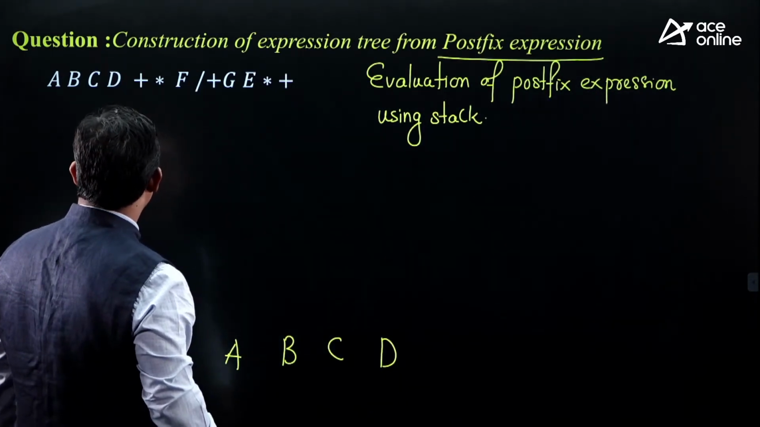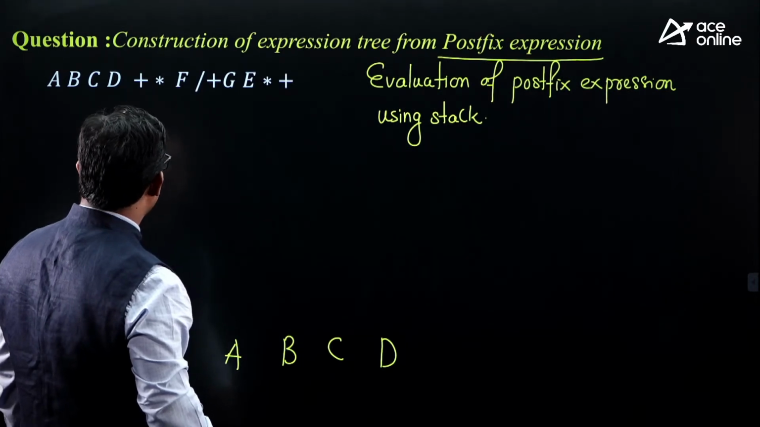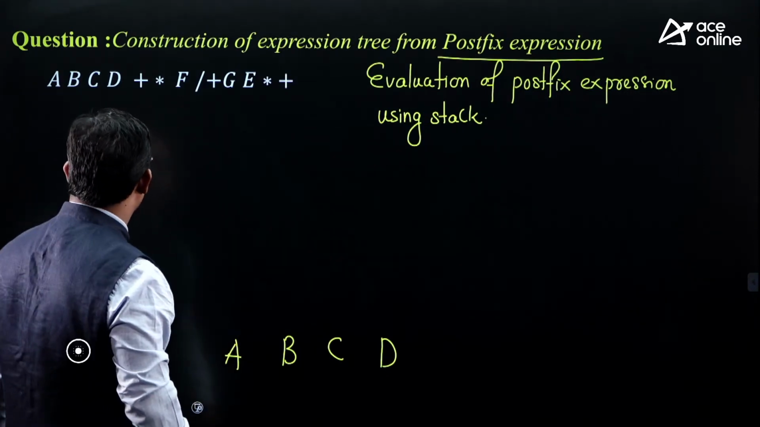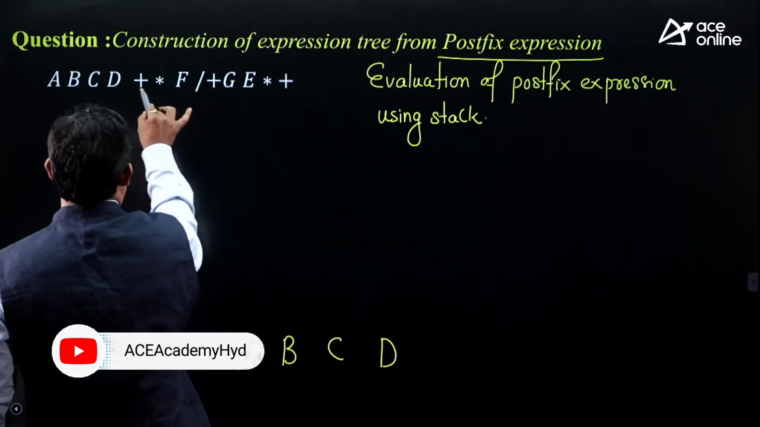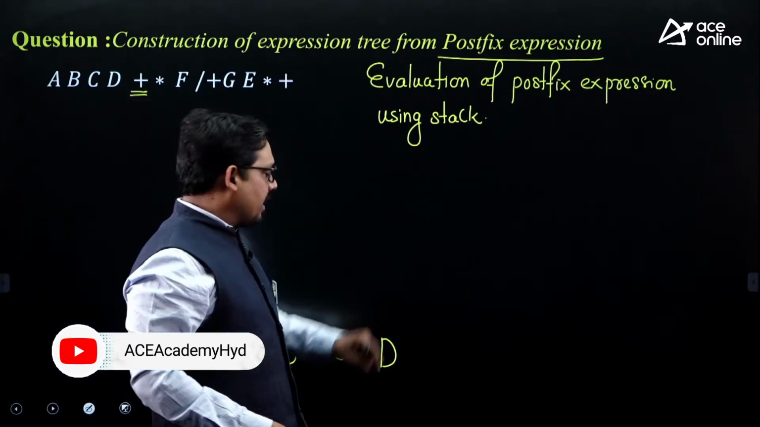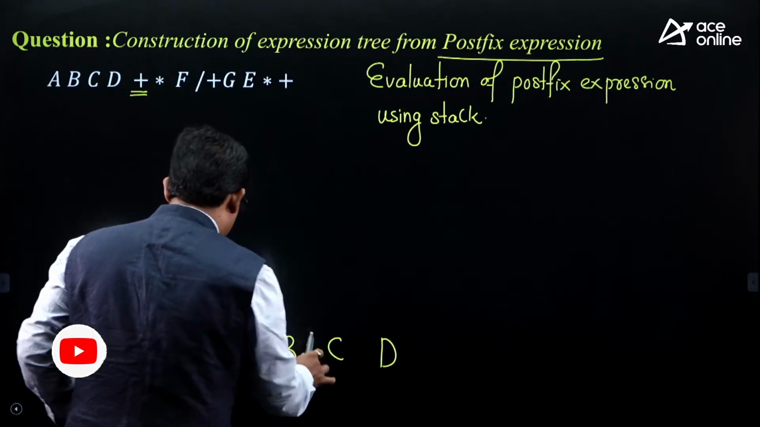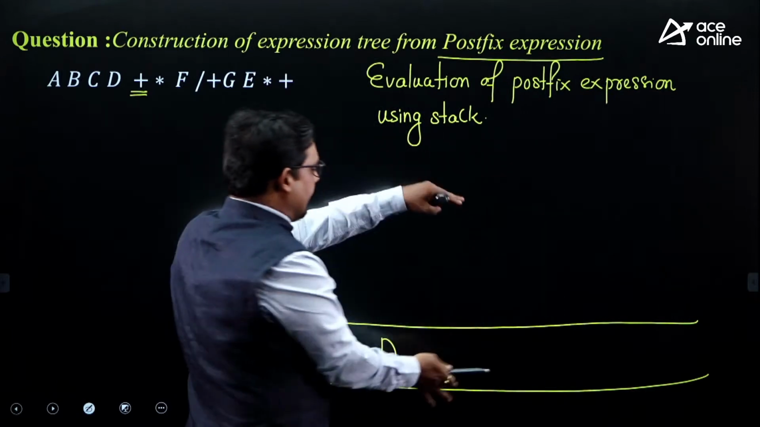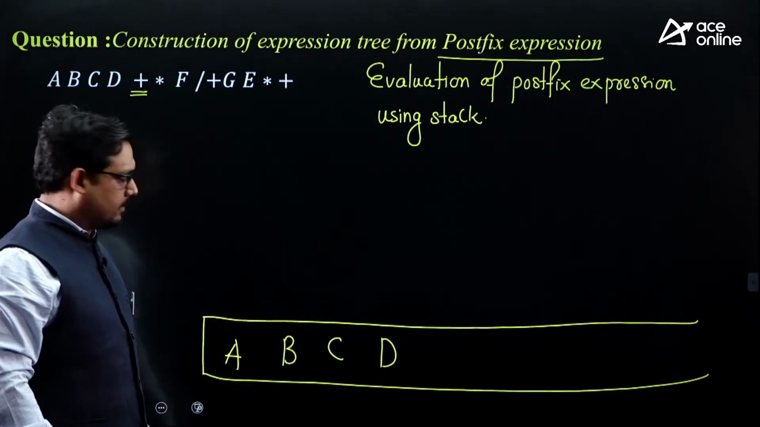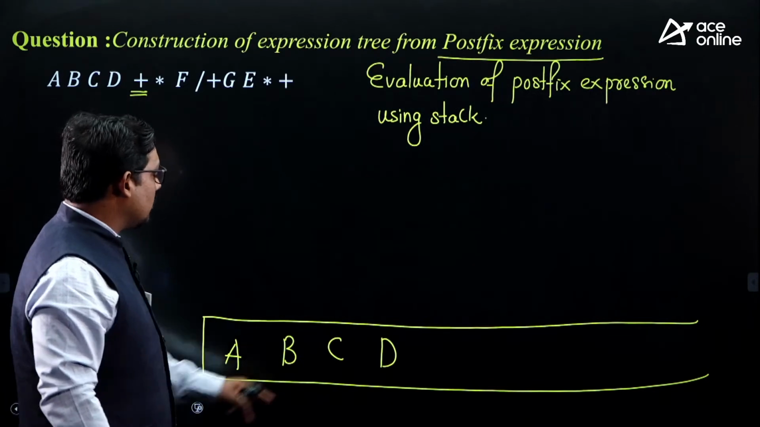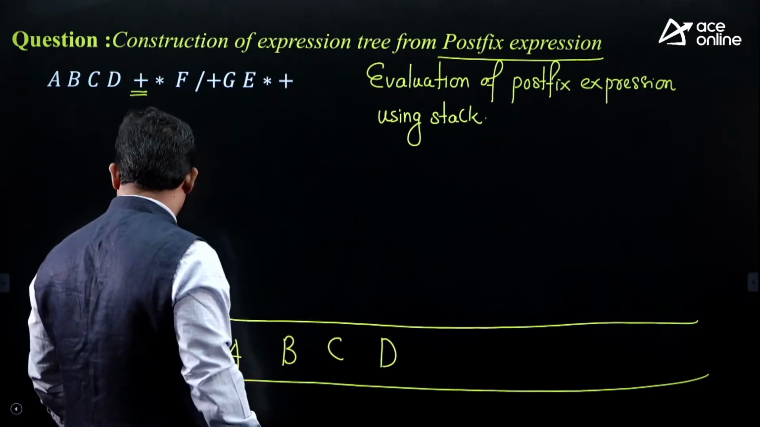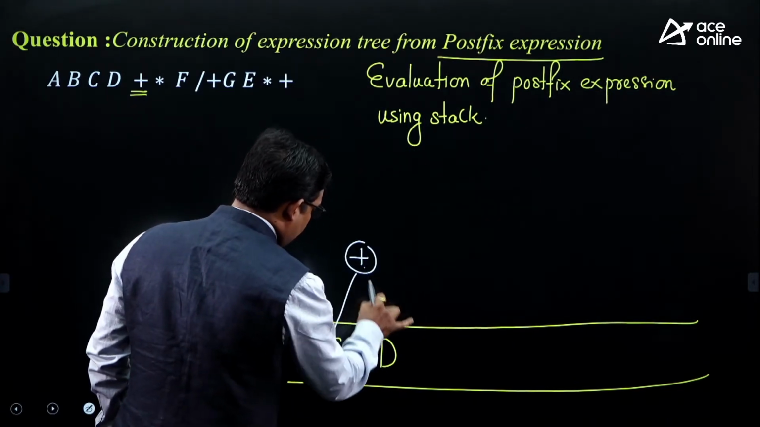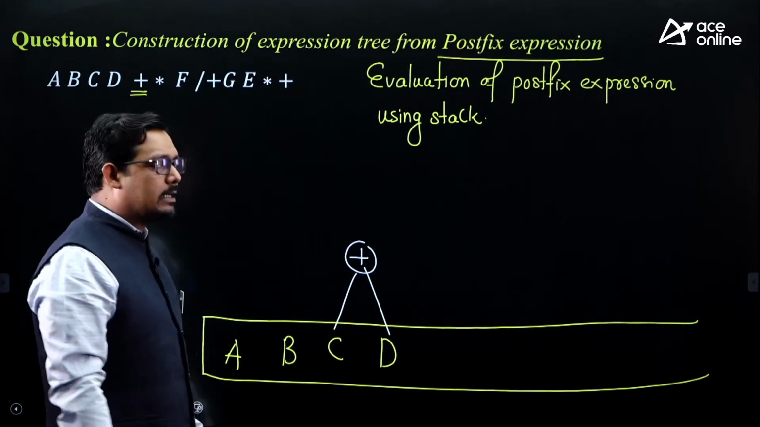Now operands are coming A, B, C, D, plus, multiplication, F, division, plus, G, multiplication and then plus. So first the operator which comes is plus. To evaluate the postfix expression, think of a situation where we have this stack, and that stack is just tilted 90 degrees. So treat this as a stack. A, B, C, D, the first time plus will come. The top two operands will be popped out, and we will evaluate the expression, and here we will create the tree.